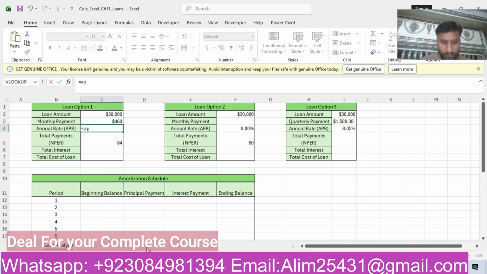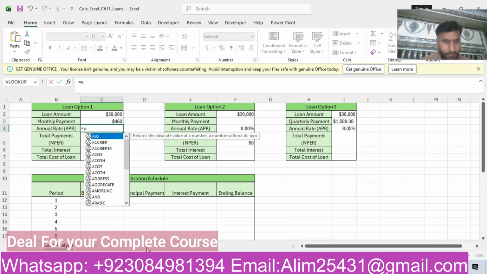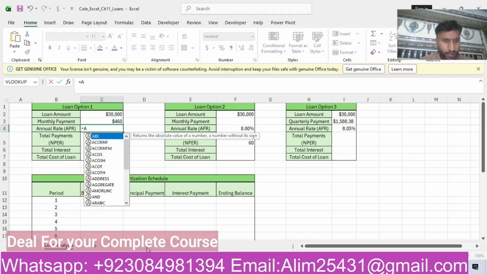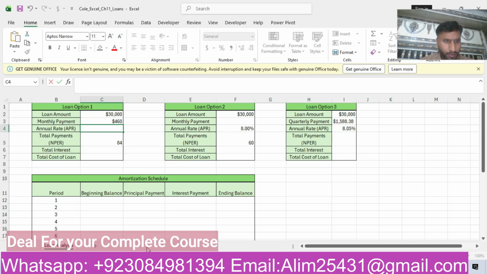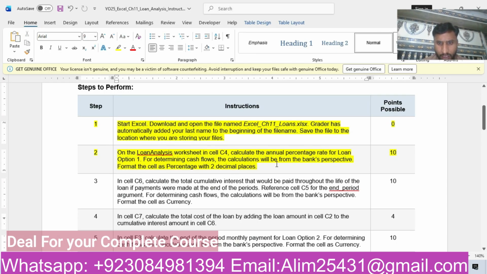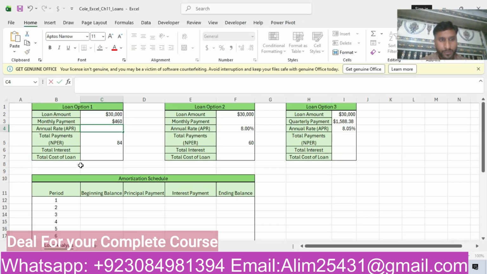We will put the rate function. We need to find the annual rate as an APR. What next is he asking? The calculation will be from the bank perspective. Then format the result. We need to find the APR.